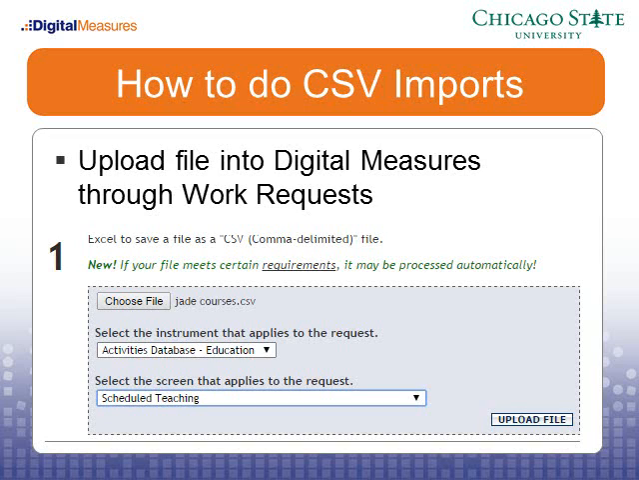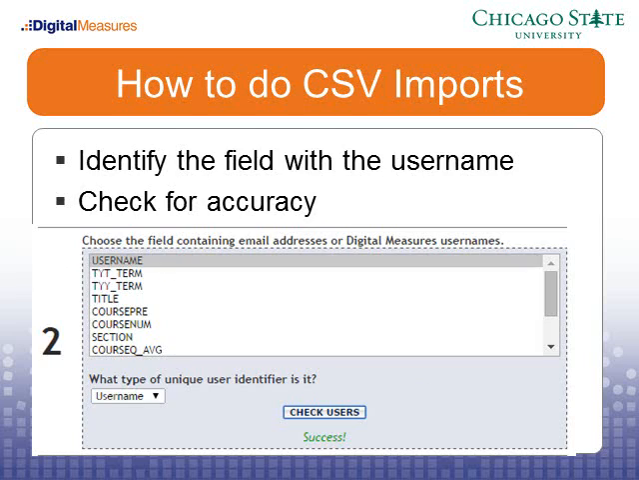I select the data import, and in step 1 it allows you to choose the file. So that CSV file that I created, you upload it, you select which database you want it to go to and what screen you're going to use. And you can see in this example we're using the education database with scheduled teaching.